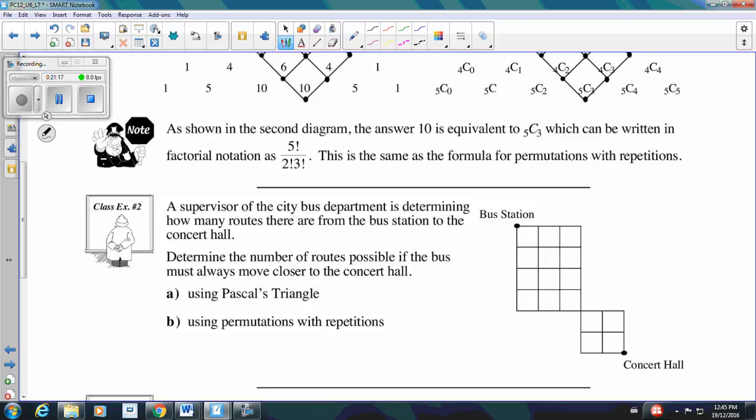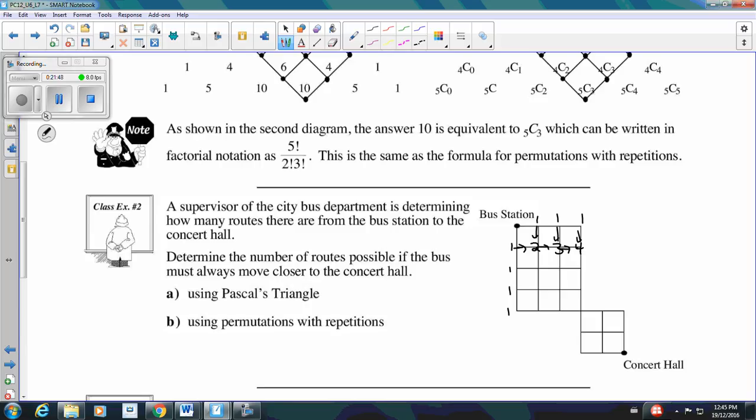The first thing we can do whenever we're doing these is, starting at this point, we fill in ones at each vertex. We're only filling in at the vertex or the points. And we can always do the ones around. Now we start to add. To get to this point, I can come here or here. 1 plus 1 is 2 routes. To get to this point, I can come from here to here. 1 plus 2 is 3 routes. To get to this one, I can come from here to here, which gives me 4 routes.